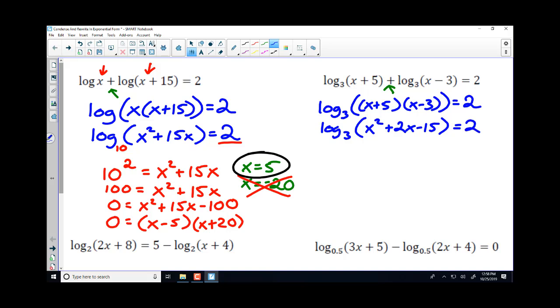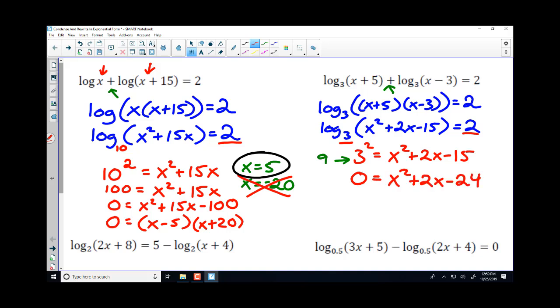Then we rewrite this in exponential form. Base is here, the power is here, so this is going to be rewritten as 3 squared equals x squared plus 2x minus 15. Doesn't do any good to have the x squared plus 2x minus 15 factored because we don't have a 0 on the other side. So 3 squared is 9. This is actually a 9, we all know that. So therefore I will subtract 9 from both sides. So I'm going to get 0 equals x squared plus 2x minus 24. Because negative 15 minus another 9 is negative 24.